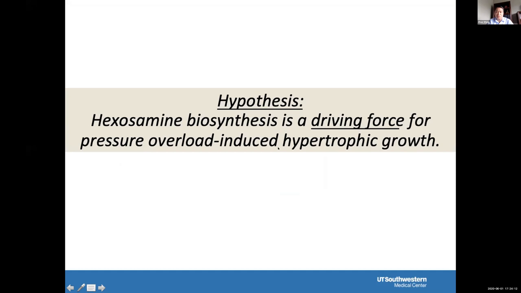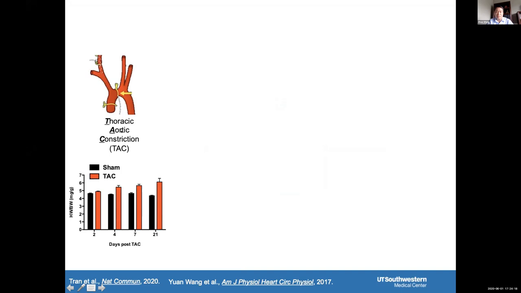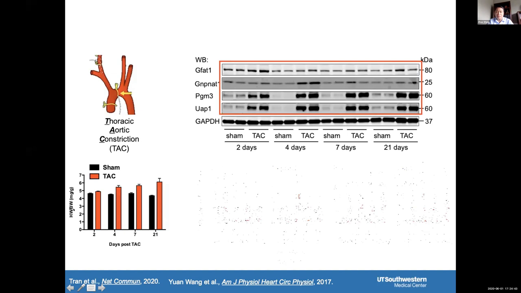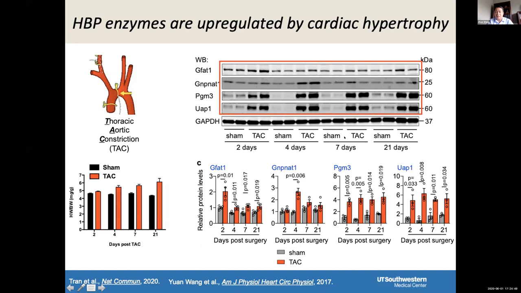We used this common classic model in the field to induce hypertrophic growth, transverse aortic constriction, TAC. Dr. Carvey also used this one in his study as well. In this paper we published a few years back, TAC induced significant cardiac hypertrophy in mice as early as 4 days after the surgery, as shown by an increase of the heart weight to body weight ratio. Importantly, we found all the enzymes of the HBP pathway are significantly increased across all the stages of hypertrophic growth.